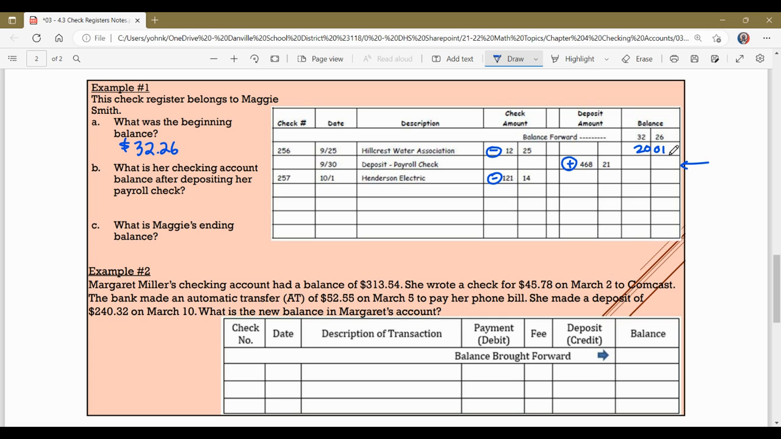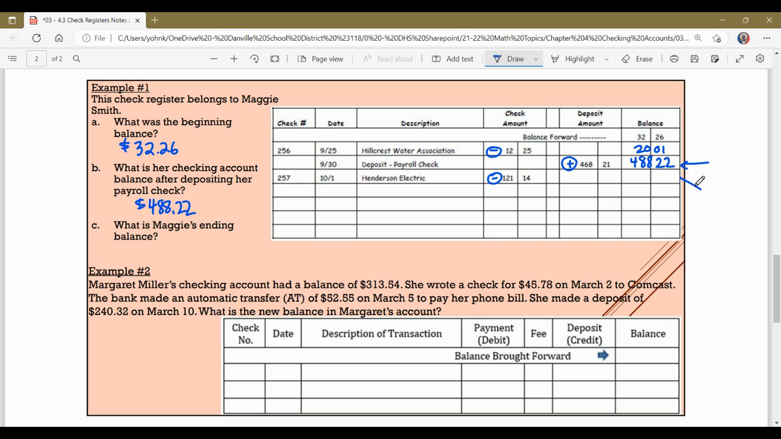Then you take that $20.01, you go to the next line and you add 468.21, which gives you 488.22. Oh, that's the answer I need. I need how much was in the account after you deposited your paycheck. 488.22.